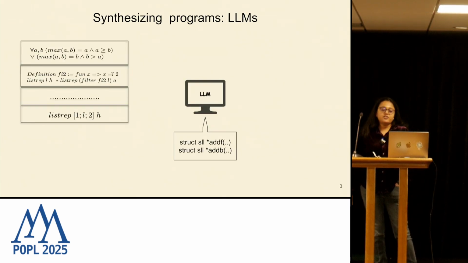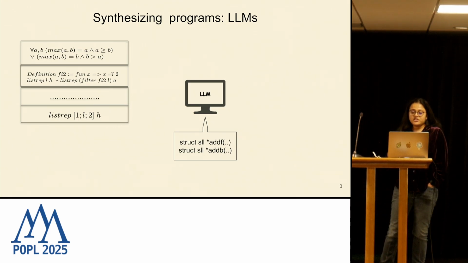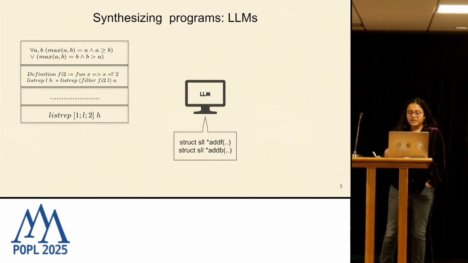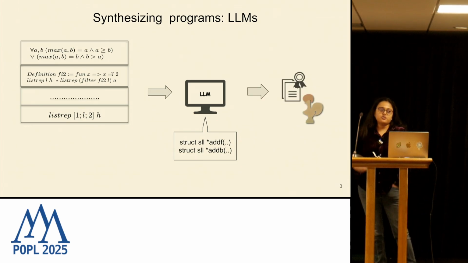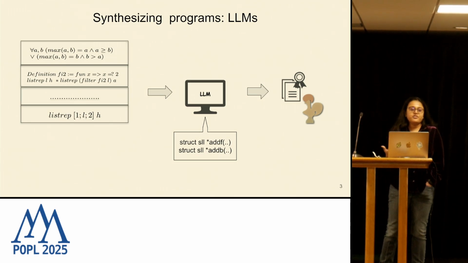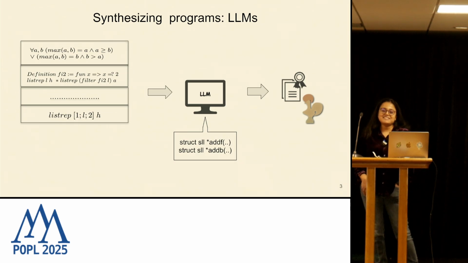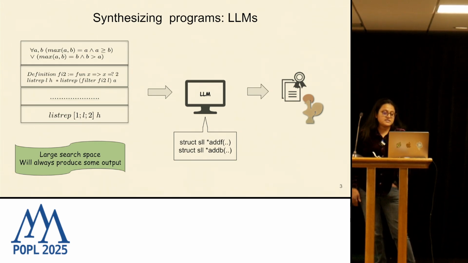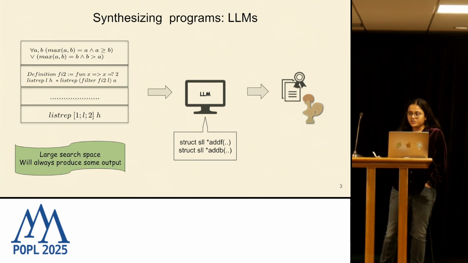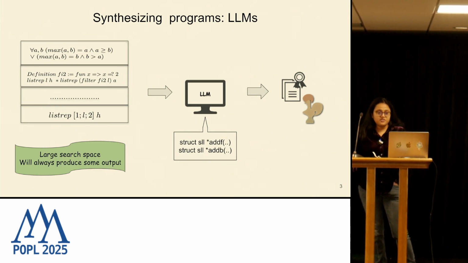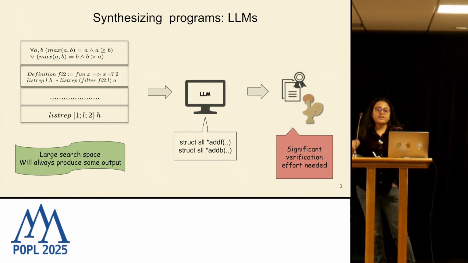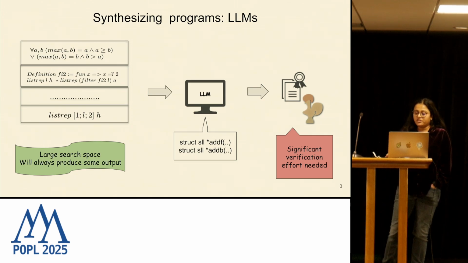So we present a general-purpose synthesizer in the form of LLMs, which accept a diverse set of specifications, ranging from separation logic to API calls. Given the specification, it generates a program, which is then subject to verification. And we use foundational verifiers like Rocq, or Coq in this case, to reason about their correctness. Now, as we said, LLMs have a large search space, so it is always going to produce some output. Since we are subjecting it to a diverse set of specifications expressed in a rich logic, we use foundational verifiers to reason about their guarantees, and there is a significant verification effort needed.